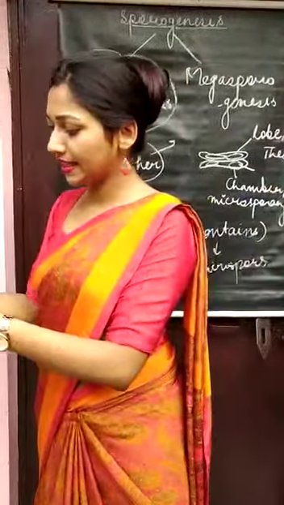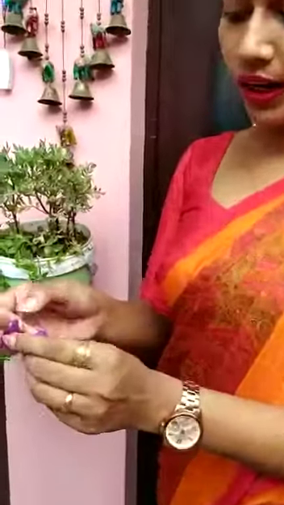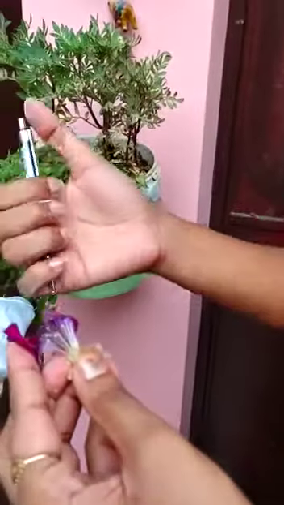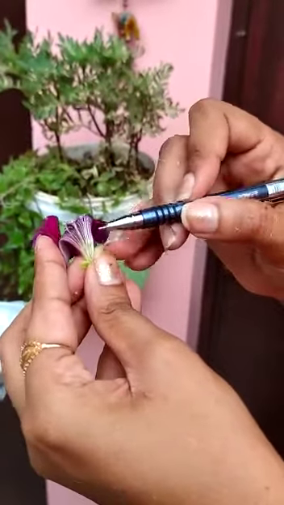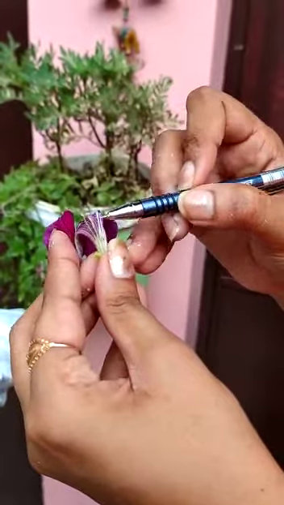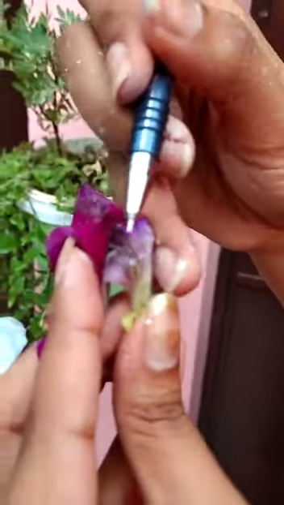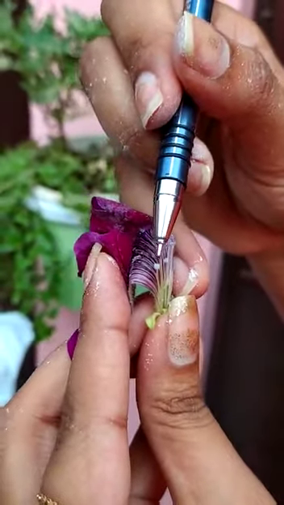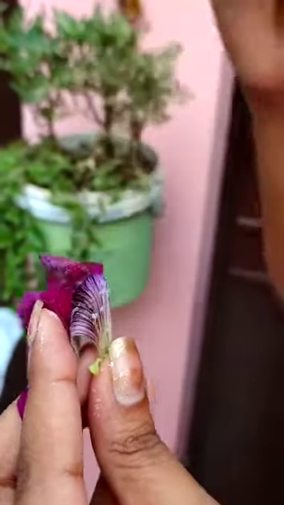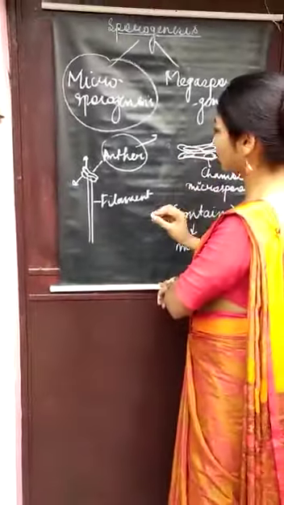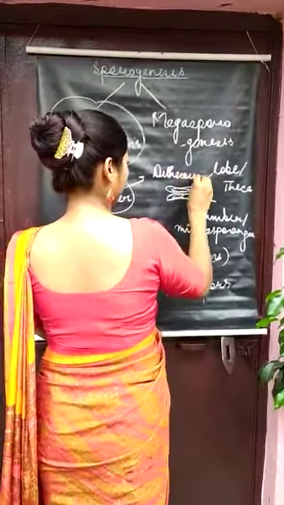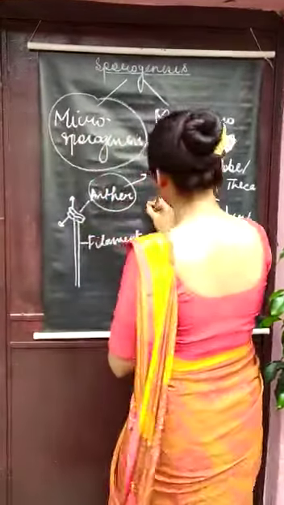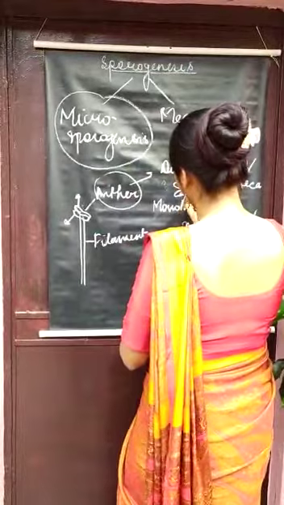For those who have not seen the male part or androecium of the flower, I'll show you. This is your androecium containing two parts, anther and the filament. The anther is sometimes two-lobed or single-lobed. When two lobes are present, the anther is called dithecous. If only one lobe is present, then it is called monothecous.